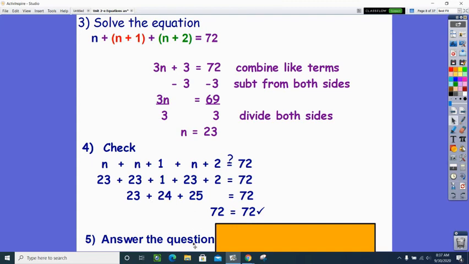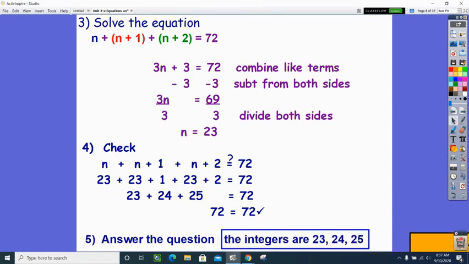So now to answer the question, don't just leave this hanging out there. Remember, we needed the 3 consecutive integers. So your answer would be 23, 24, and 25.